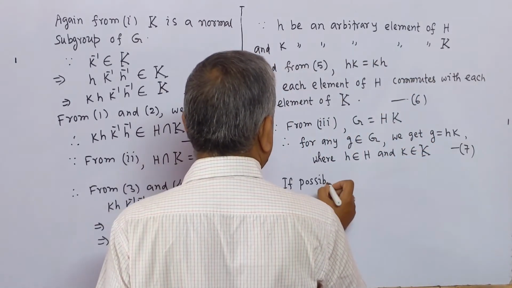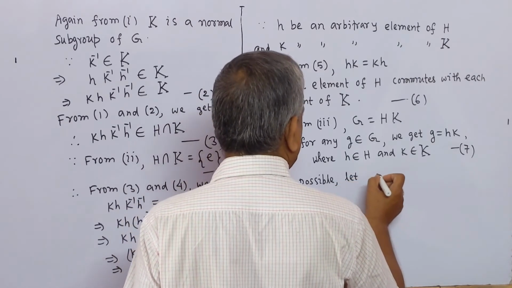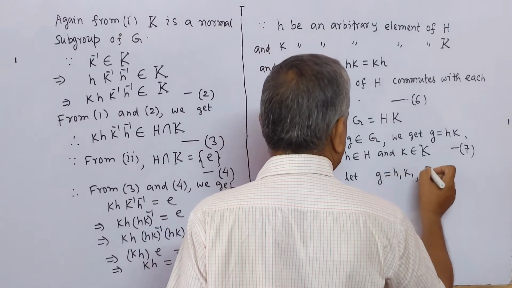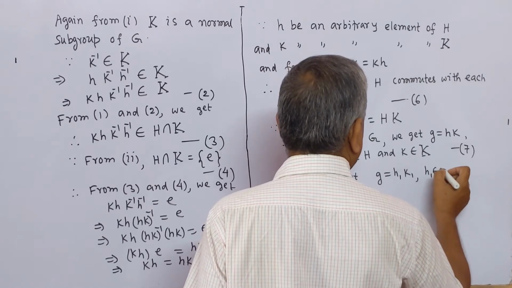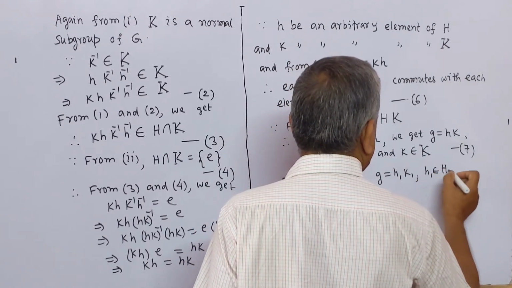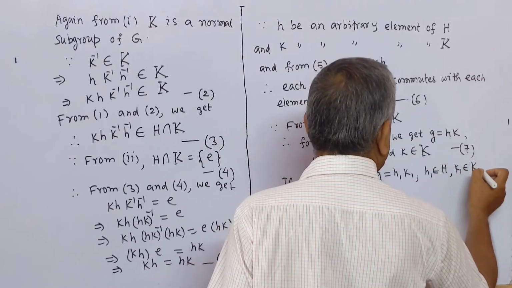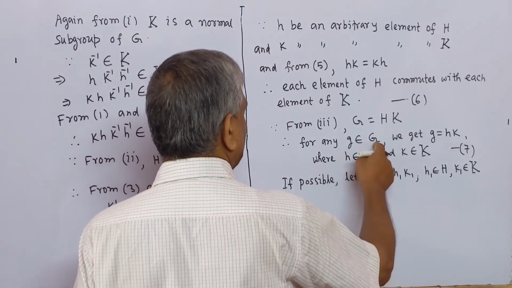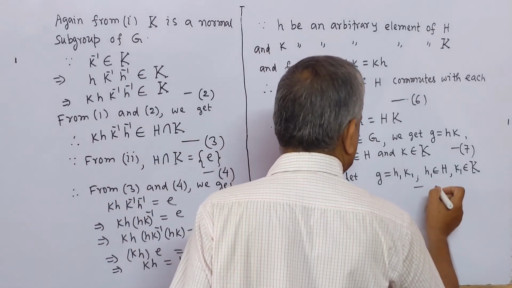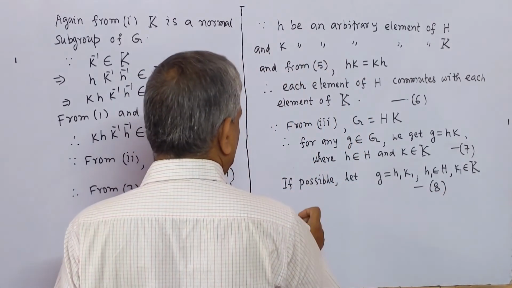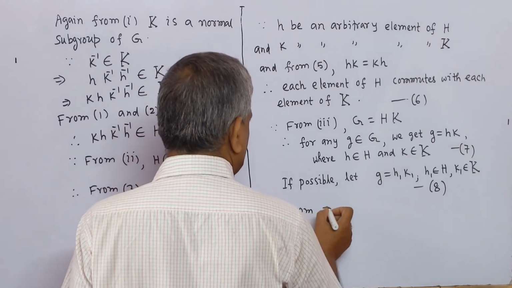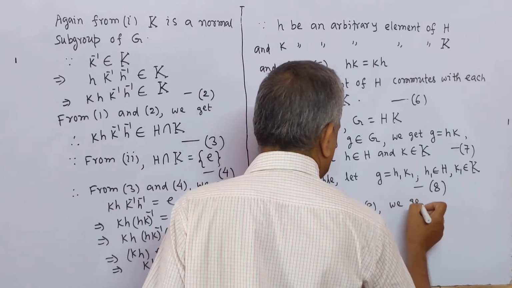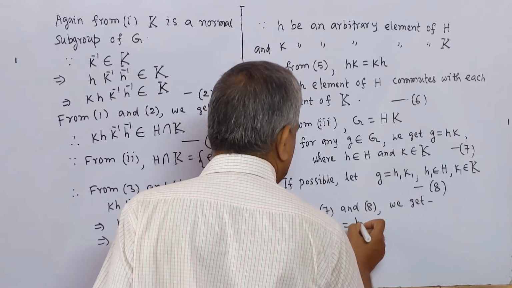If possible, let g equal h1 k1, where h1 belongs to subgroup H and k1 belongs to subgroup K, be another representation of the element g belonging to group G. Let this be number 8. From 7 and 8, we get hk equal to h1 k1.